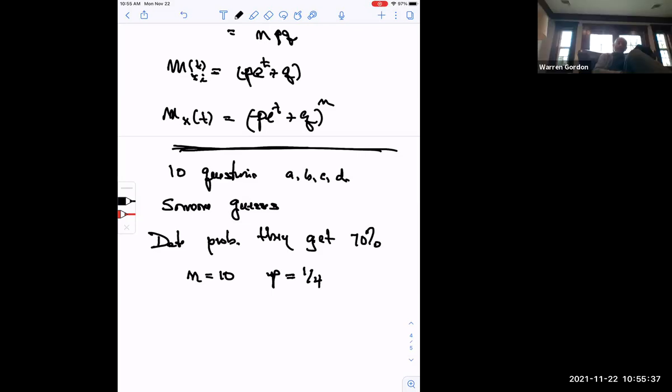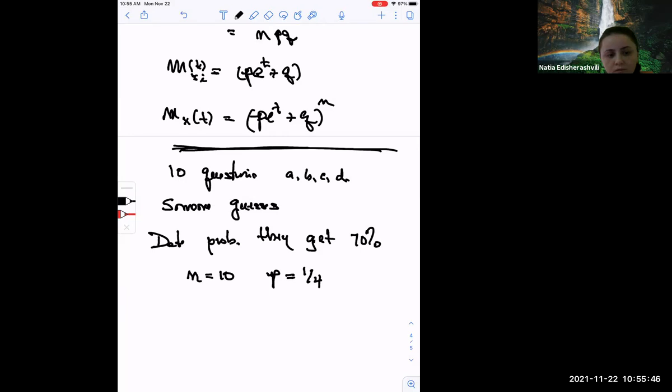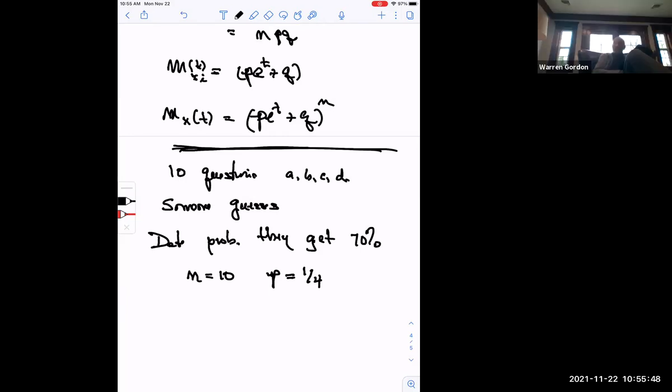For a 70, how many questions do I have to get right? For 10 questions, they're each worth 10 points. I've got to get 7. So the question becomes, what's the probability that x equals 7?